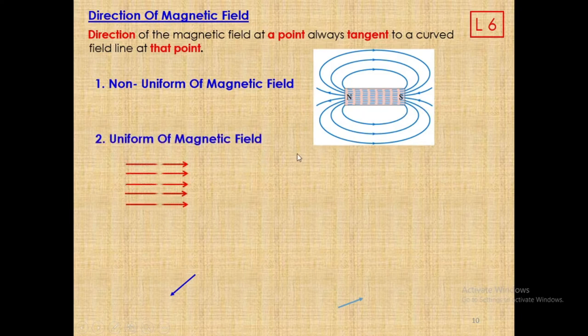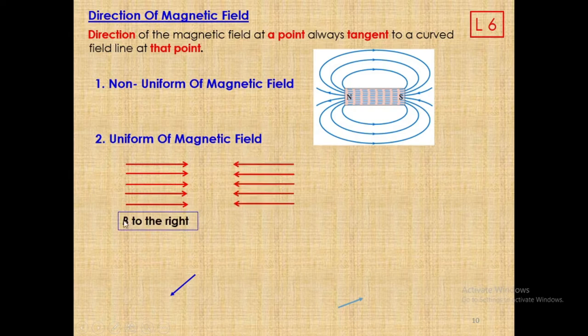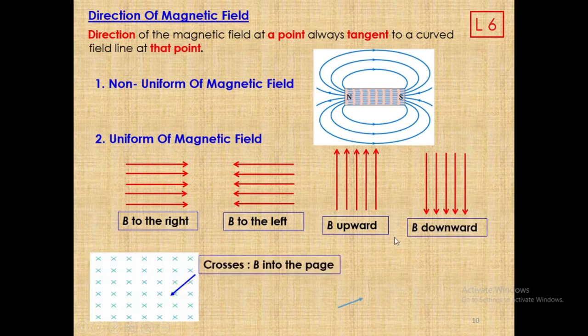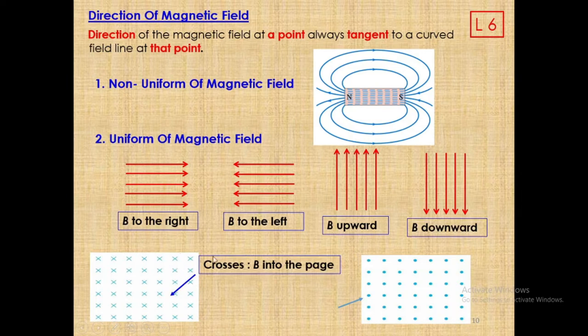And then the second one, for the uniform magnetic field, B is a magnetic field. This is direction to the right, and then this one is B to the left, and then this is the magnetic field upward, and then the last one is the magnetic field downward. So, if it is a cross in the diagram, the magnetic field is into the page, but if it is a dotted circle, magnetic field is out of the page.